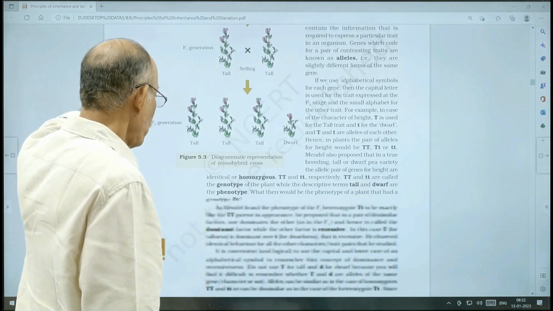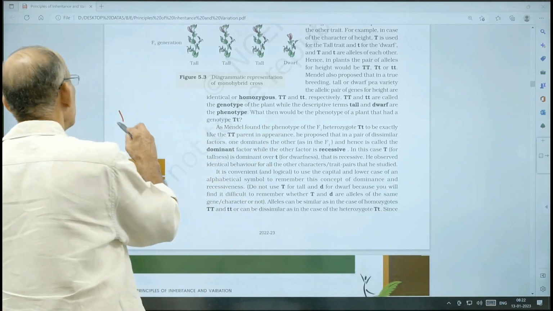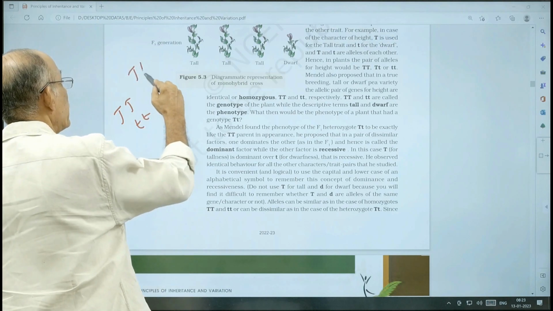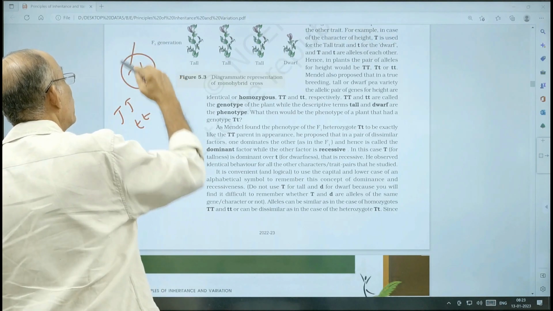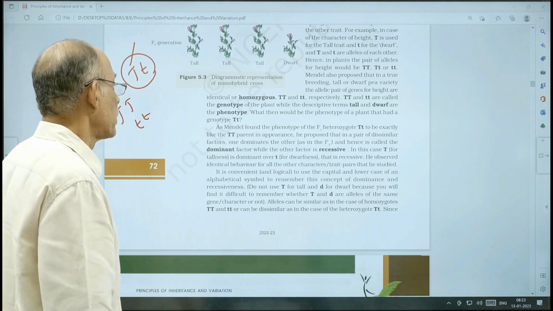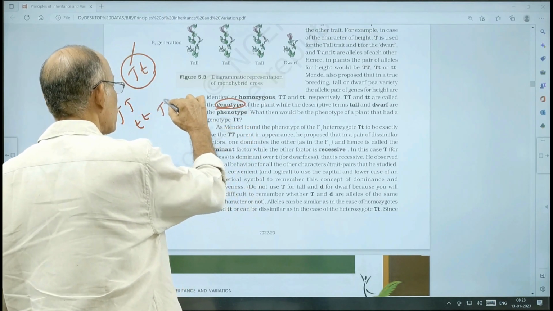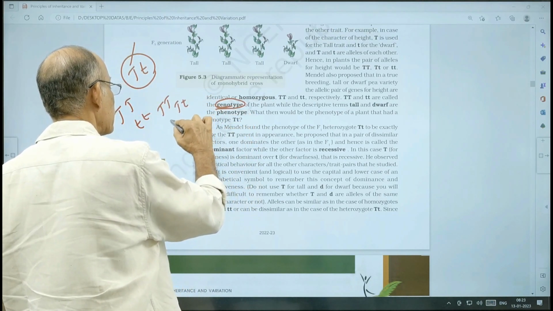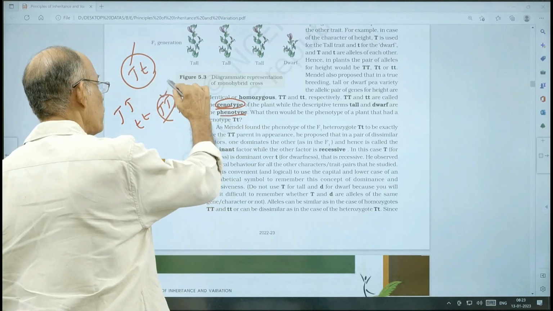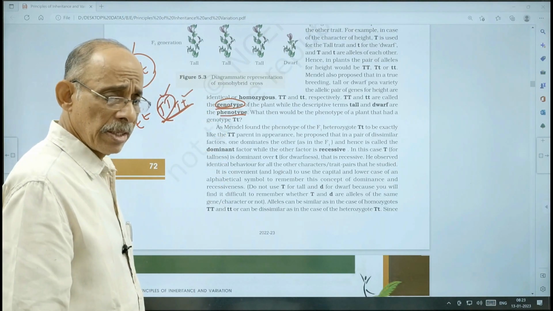Homozygous means both the alleles are of the same type. Heterozygous means one is a dominant allele and the other is a recessive allele. Genotype means genetic makeup, like homozygous tall or heterozygous tall. Phenotype means external appearance; whether it is homozygous tall or heterozygous tall, externally the plant is tall.